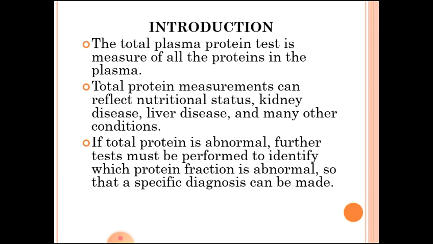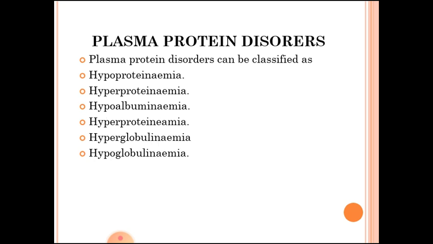Introduction. The total plasma proteins test is the measure of all the protein in the plasma. Total protein measurements can reflect nutritional status, kidney disease, liver disease, and many other conditions. If total protein is abnormal, further tests must be performed to identify which protein fraction is abnormal so that a specific type of diagnosis can be made.